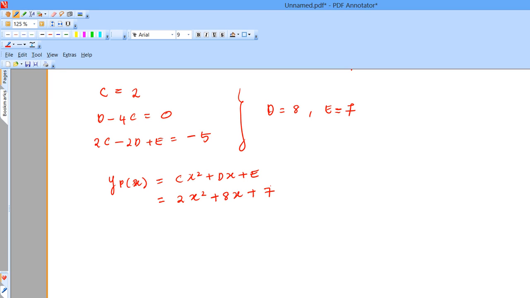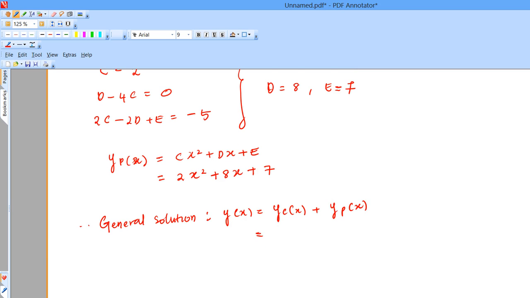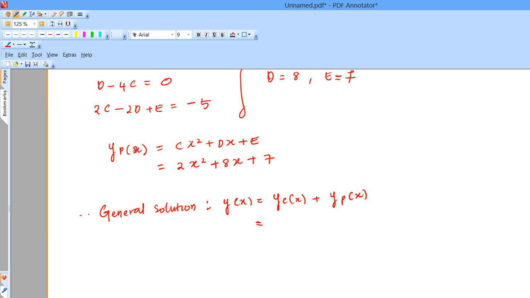So the general solution yx equal to ycx plus ypx. So ycx is the general solution for homogeneous. We get a plus bx e power of x, and then plus yp, 2x square plus 8x plus 7.